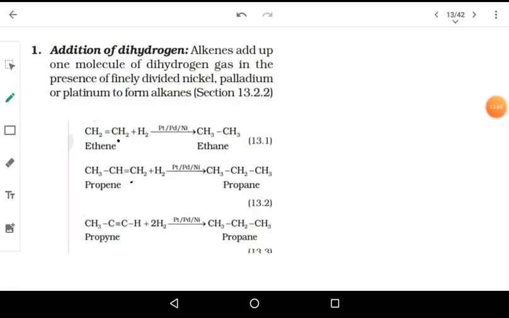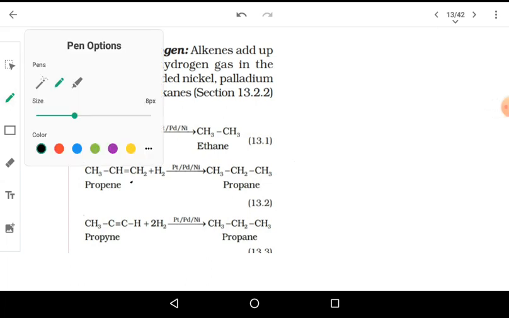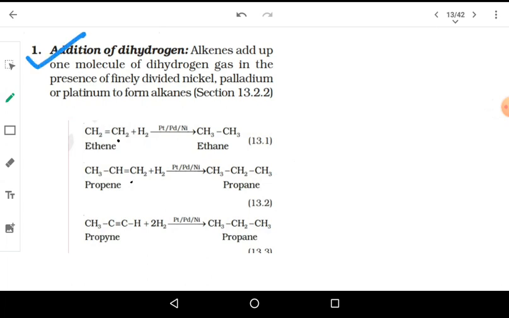Now let us move on to the next reaction, that is the addition reactions. First addition reaction that we are going to discuss over here is the addition of dihydrogen. So if we have to add dihydrogen, we can use platinum or palladium or nickel. So when we are adding hydrogen by using platinum, palladium or nickel, we get an alkane. And if we are doing the same reaction on an alkyne, then we will be getting an alkene initially, and again on hydrogenation we get an alkane.